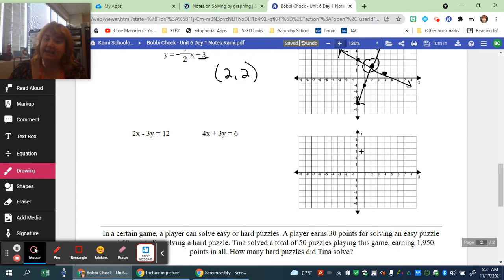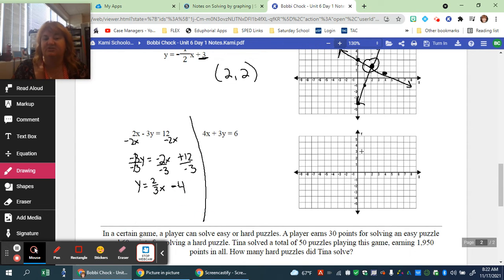I can do the same thing for this one, but I need to solve for y first. Remember solving for y: subtract ax, and then we're going to divide by b. So negative 3y equals negative 2x plus 12, divide by b. So y equals 2/3 x, because two negatives become positive, minus 4. Let's solve this one over here too.